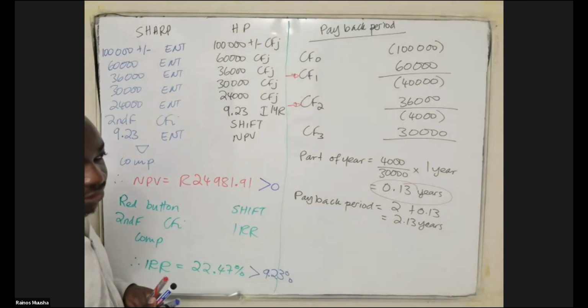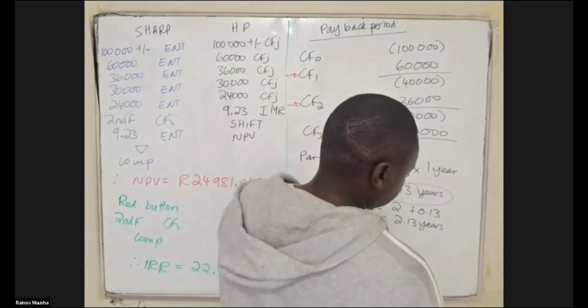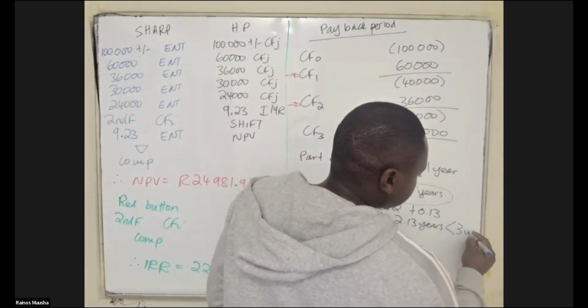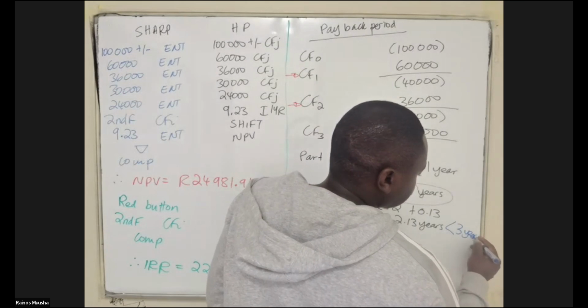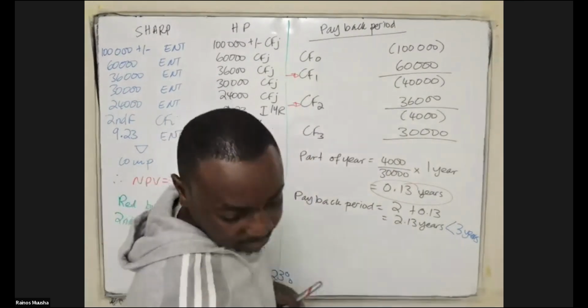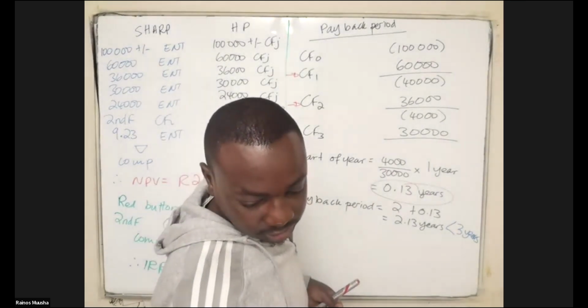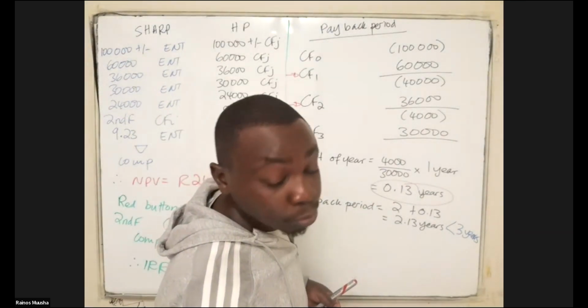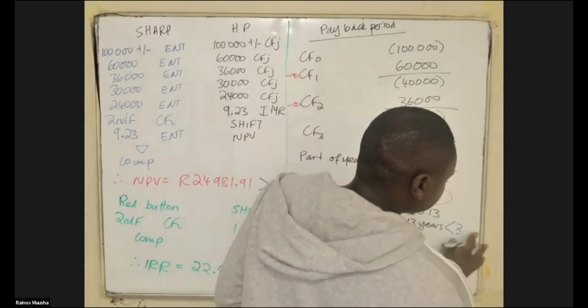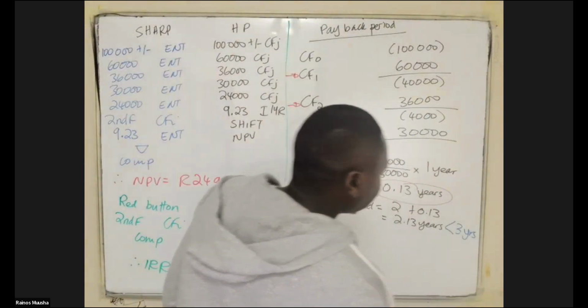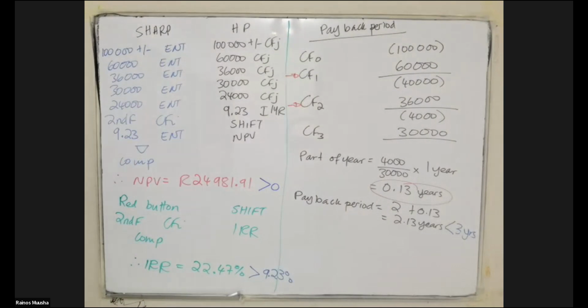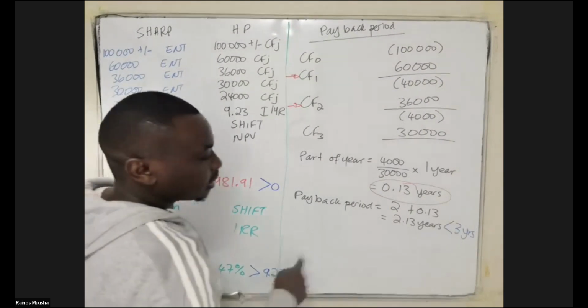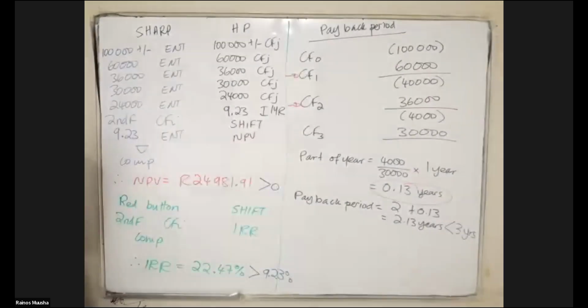Our payback period of 2.13 years is less than the maximum acceptable period of 3 years. Remember, they say accept investments with a payback period of not more than 3 years. So our payback period was less than 3 years, which means the investment is what? Acceptable. So based on the net present value, the IRR, and the payback period, overall, we can conclude that the investment is acceptable.